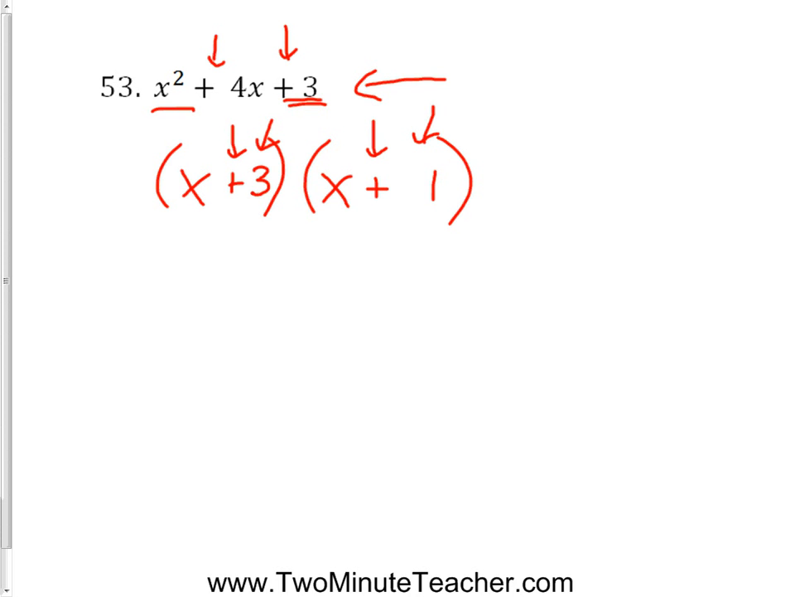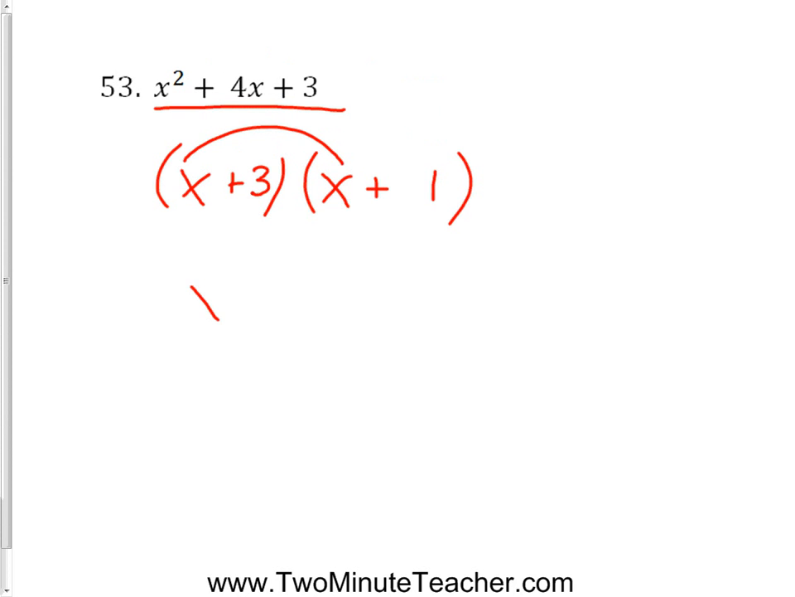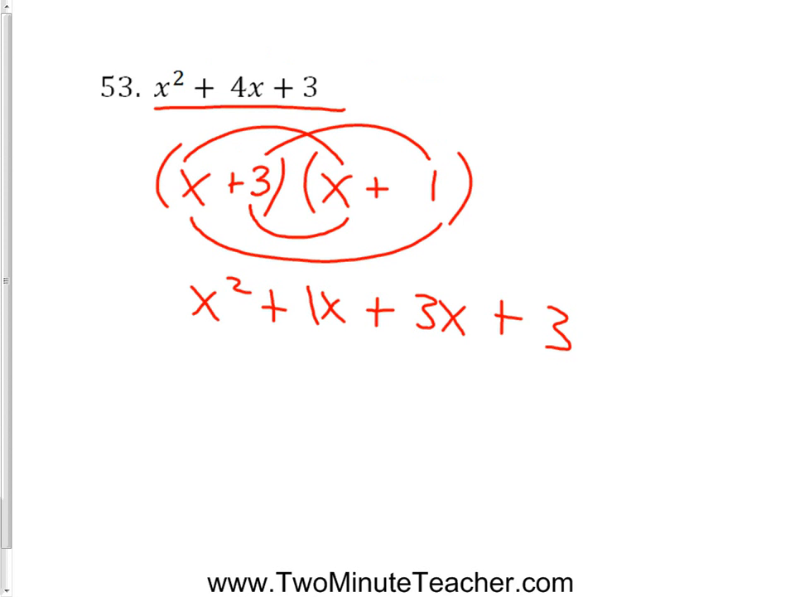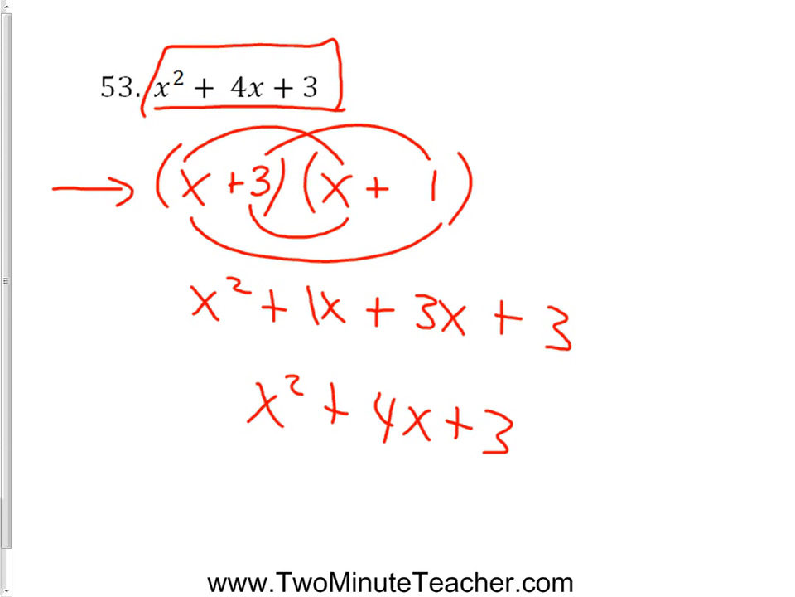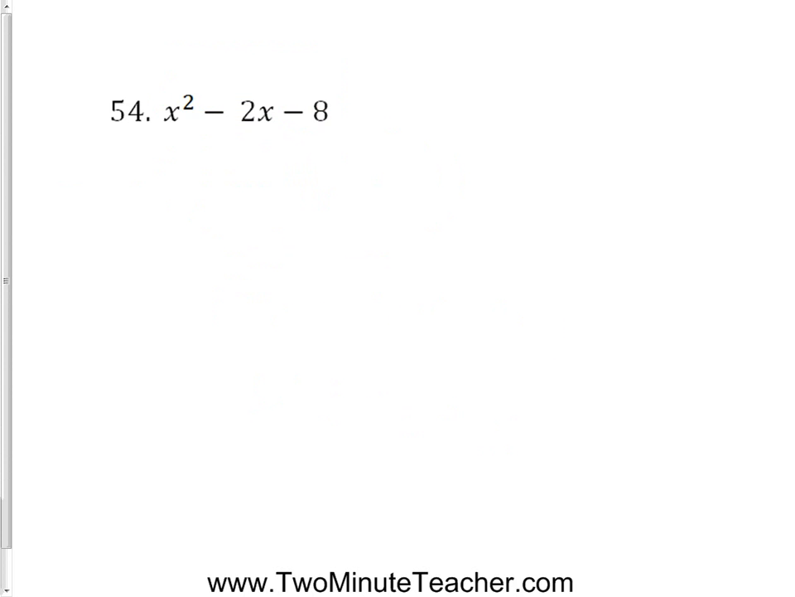Now, how can you tell if you have set up your factors right? If I multiply it out, I better get my original problem. So I go firsts, x times x, x squared. Outside, plus 1x. Inside, plus 3x. And lasts, 3 times 1, 3. So I've got x squared plus 4x plus 3. Okay? I got the original back that I wanted. So my answer's right here: x plus 3 and x plus 1. All right, so that's your basic factoring.